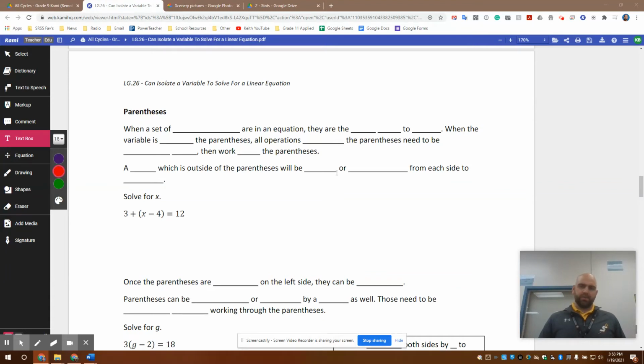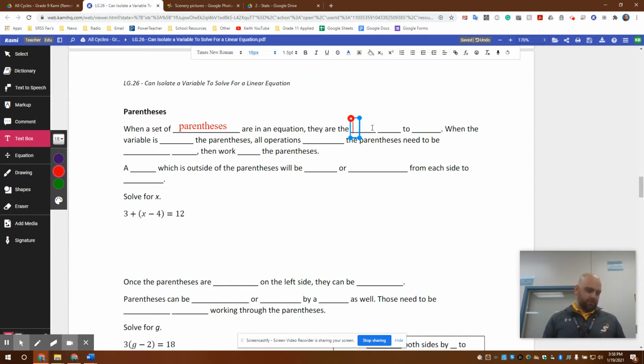So the next part that we're going to take a look at is what happens when there's a set of parentheses. How does that affect our equation, and how do we solve using a set of parentheses? When a set of parentheses are in an equation, we know that according to order of operations, they are the first part to solve.